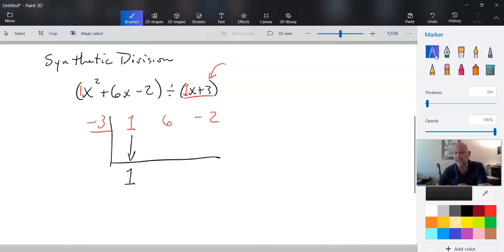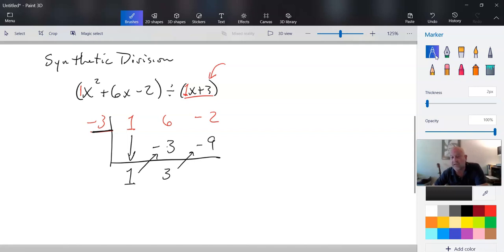Okay, that's always the first step. Then you take the divisor, the -3, and you multiply it by this 1, and you write it up here. So the next thing up here would be -3. And if we add this straight down, what I get is a 3, right? Okay, so now I'm going to do the same thing here. -3 times 3 gives me -9, and I'm going to write that there.